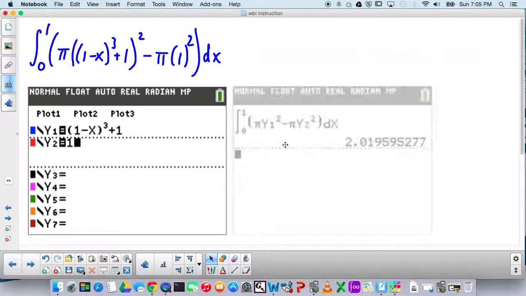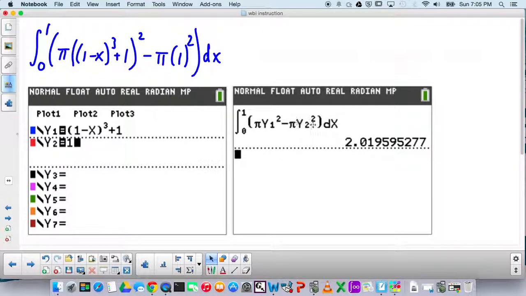So then I'm going to do math 9 to get my integral. Type in 0 for my lower bound, 1 for my upper bound, pi, and instead of typing this whole thing out right here, we can just substitute in y1. You can get that by going to vars, y-vars, function, and you can get the y1, y2, or whichever. So we go vars, y-vars, function, select y1, that's our big R, minus pi, y2 we said was our little r. We're squaring both of those, so it's just like the formula.